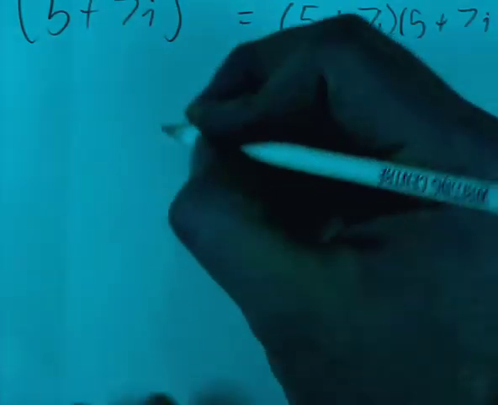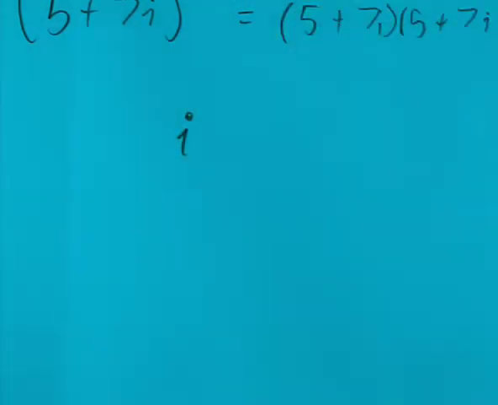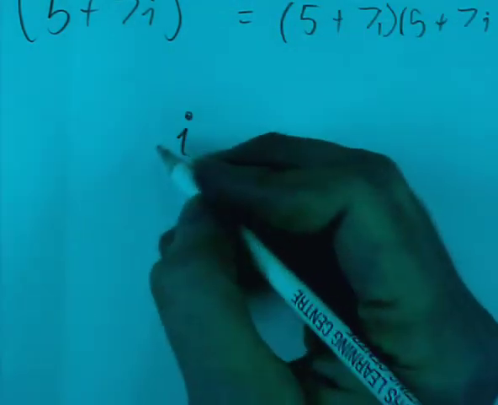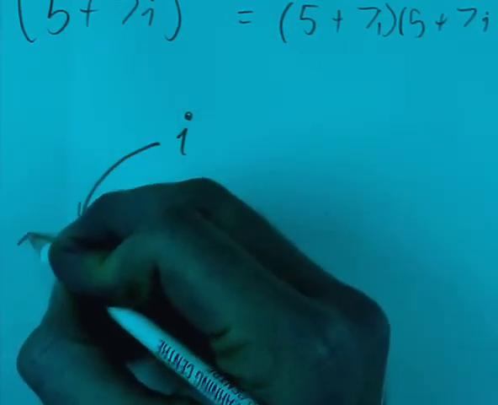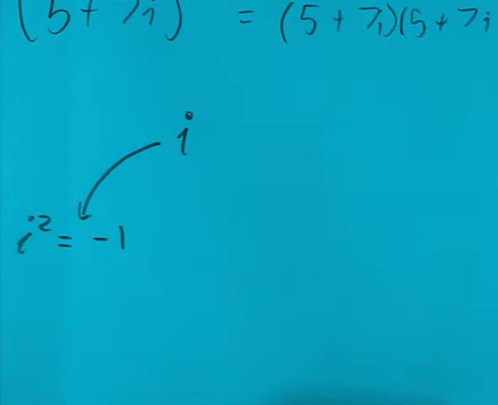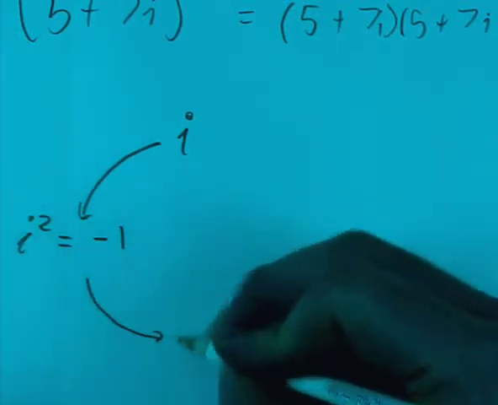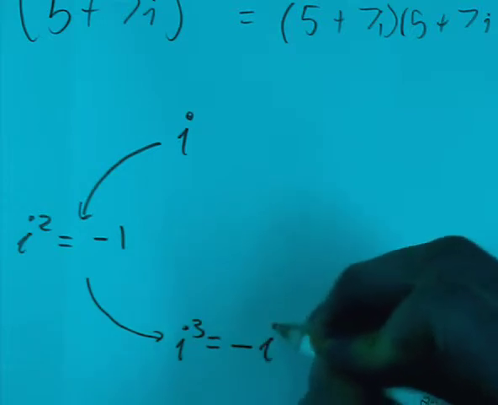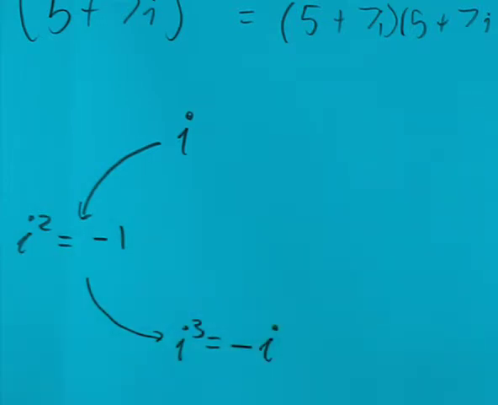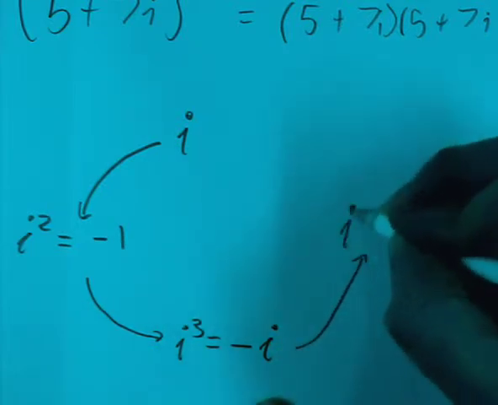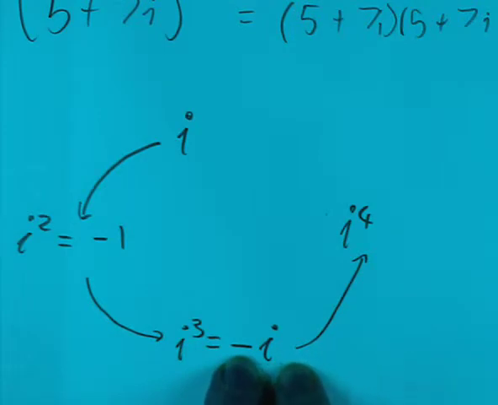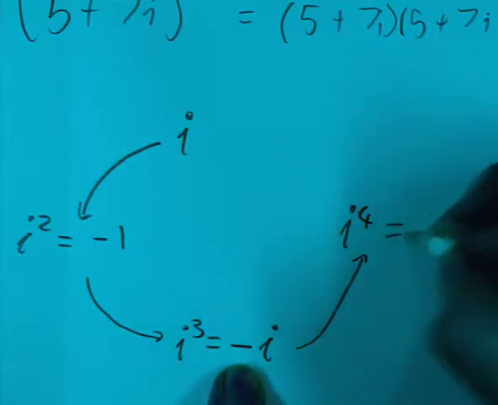So watch this. You see, i is i to the power of 1. And then i squared is negative 1. To get i cubed, we have to times by i again, because that's i times i times i, which will be negative i. And then to get i to the power of 4, I multiply by i again, so minus i times i would be minus i squared, and i squared is minus 1, so I've got minus minus 1, which is plus 1.